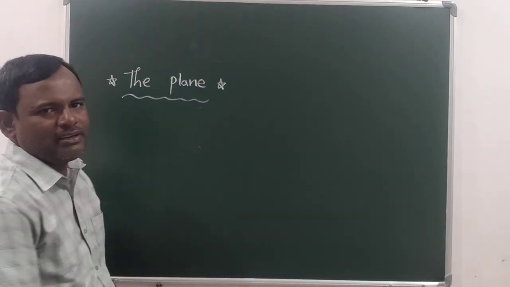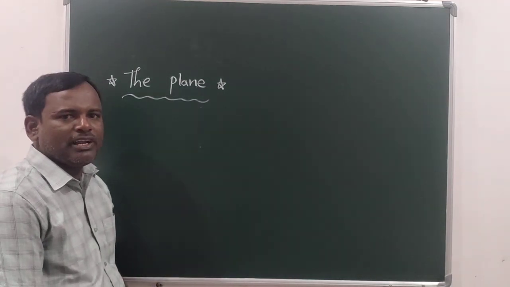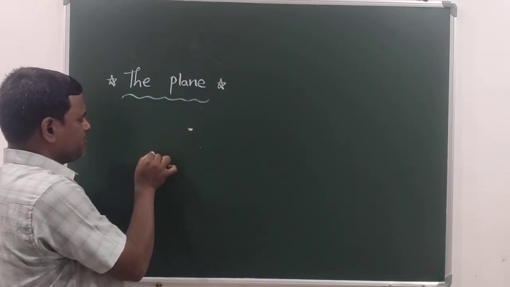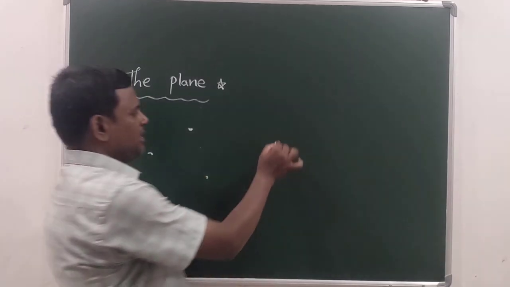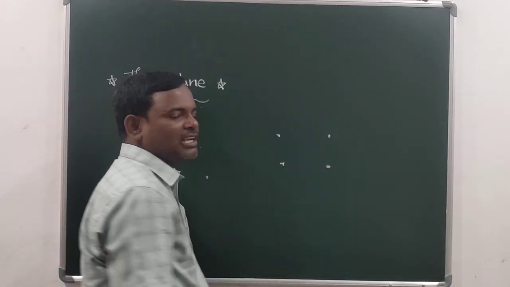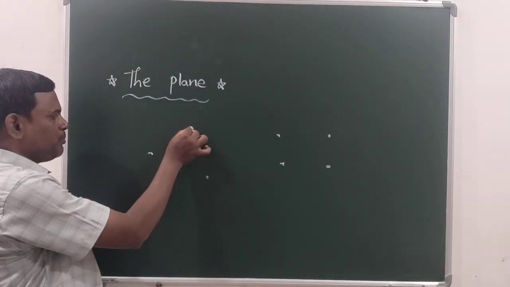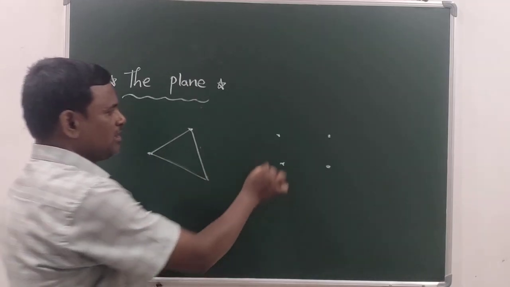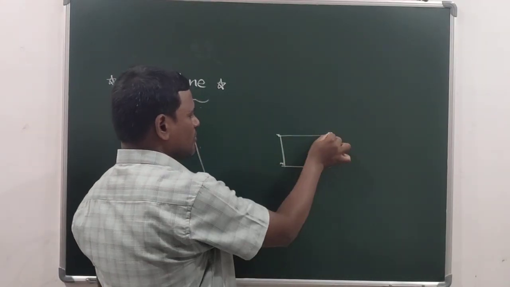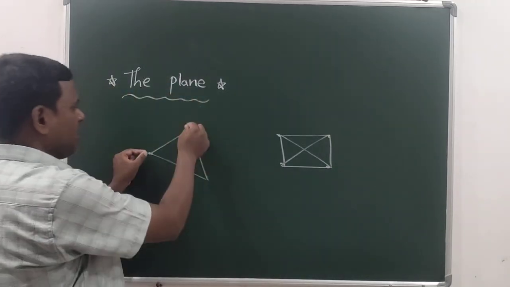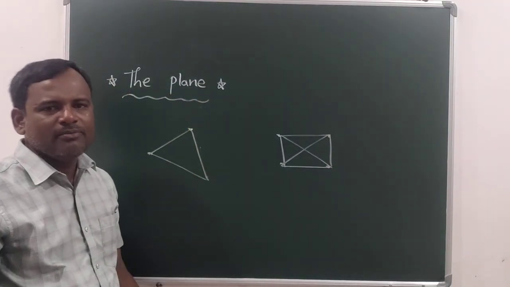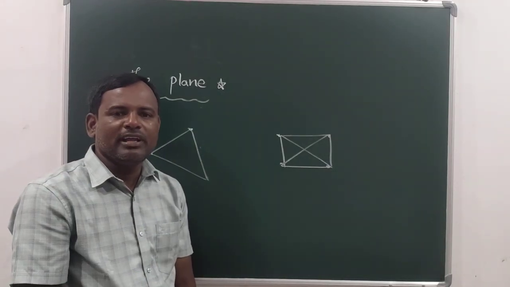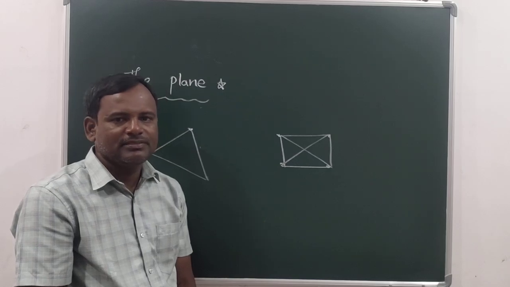Okay? On this plane, we can put infinitely many points. Am I right? See here, like this you can put infinitely many points. If you connect these points, you get a line segment like this. If you extend this line segment on either side, you get a line. So on the plane, we can draw infinitely many lines.